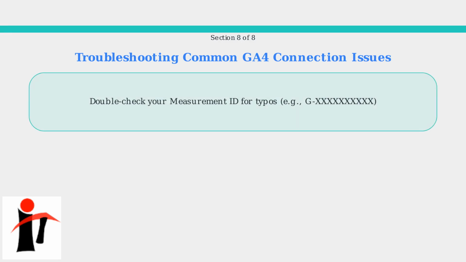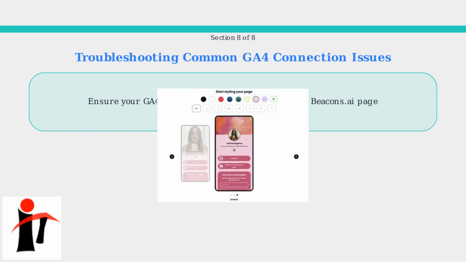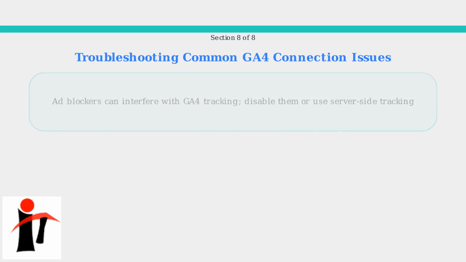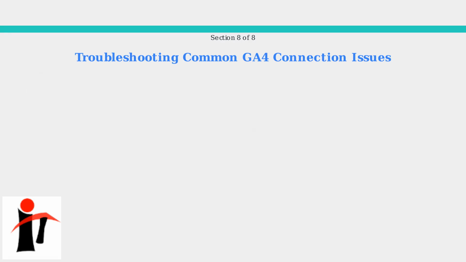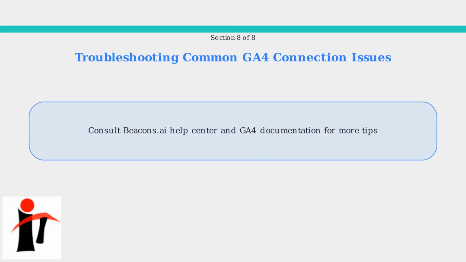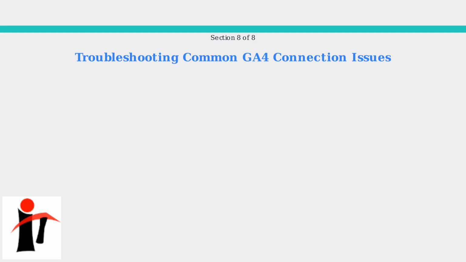If you encounter problems connecting GA4, first double-check your measurement ID for any typos. Ensure that your GA4 data stream is correctly configured for your Beacons.ai page. Ad blockers can sometimes interfere with GA4 tracking. Advise users to disable them or implement server-side tracking solutions. Consult Beacons.ai's Help Center and GA4 documentation for more troubleshooting tips and solutions.